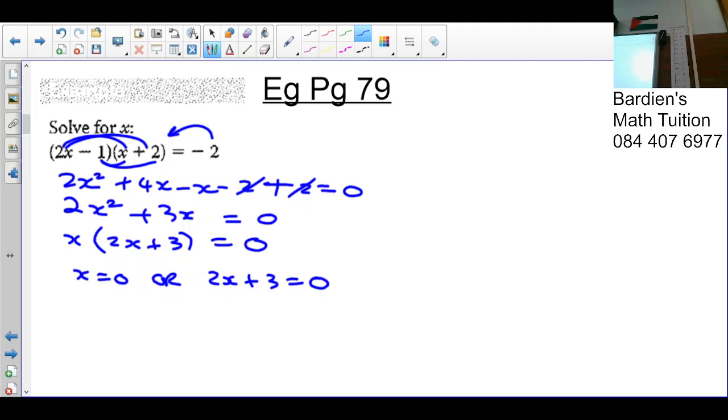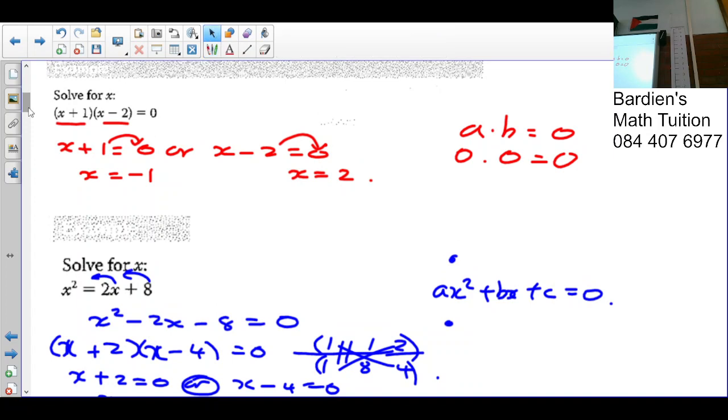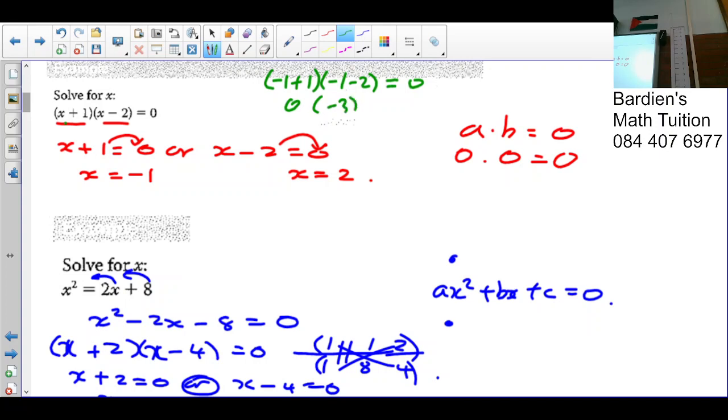Now looking at the first factor here, is there anything we need to do here to solve it? No. We take 3 over, it becomes 2x is equal to minus 3. Divided by 2 both sides. So x is equal to minus 3 over 2. And we can check if this is correct, people. Look here. What if x is equal to negative 1? Then we got negative 1 plus 1 into negative 1 minus 2 equals 0. So that's going to be 0 times negative 3. What's 0 times negative 3?